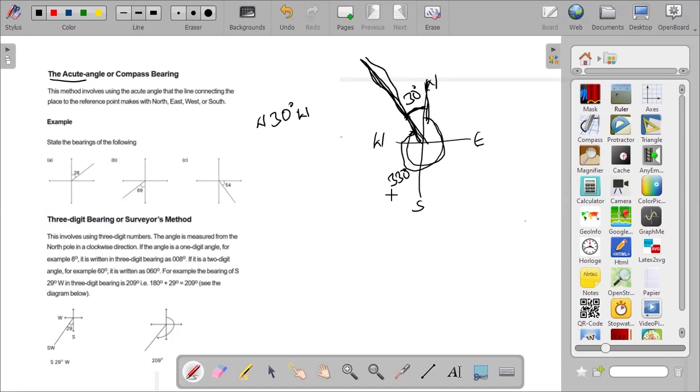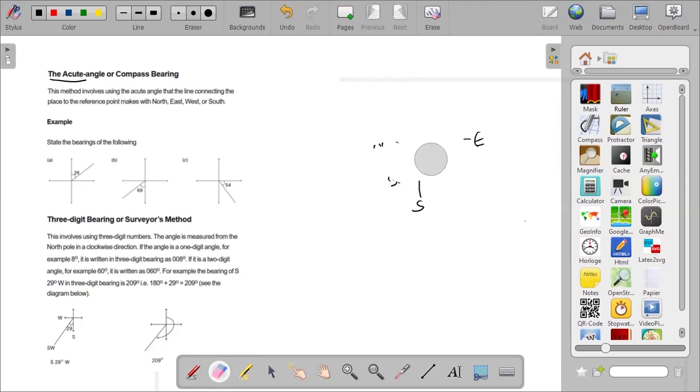So whenever you describe bearing like this using an acute angle, we call it the acute angle bearing or the compass bearing. You can see the compass point there, northwest. So we use the cardinal point north, east, west, or south to describe acute angle bearing or compass bearing.